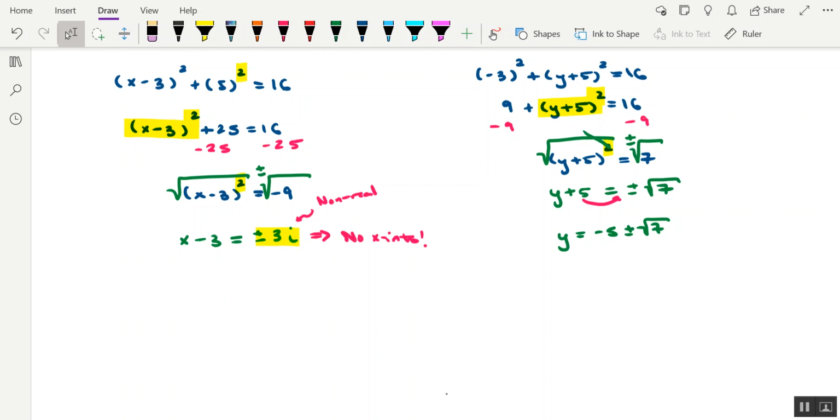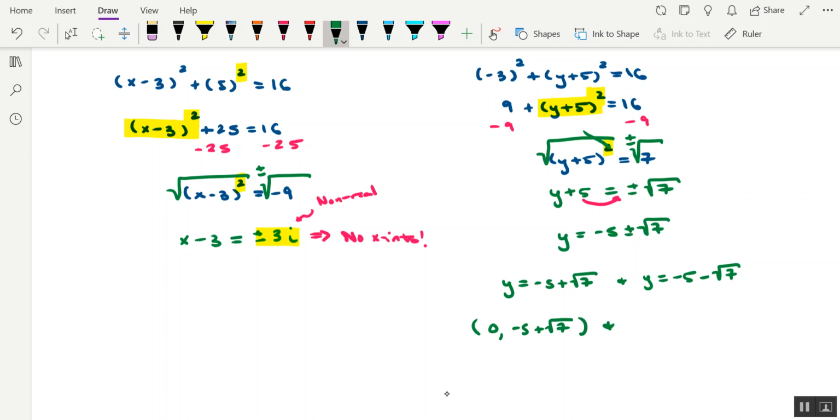So this graph should have two y-intercepts. The exact value of them are as follows. y = -5 + radical 7, and y = -5 - radical 7. As ordered pairs, x will be 0, just based on our substitution, comma -5 + radical 7, and 0, comma -5 - radical 7. And so these would be the exact location of the two y-intercepts.